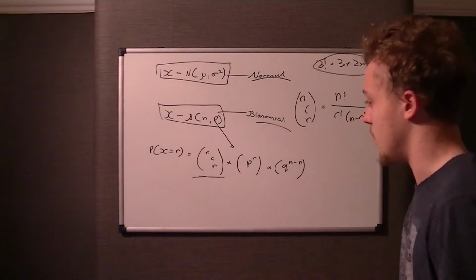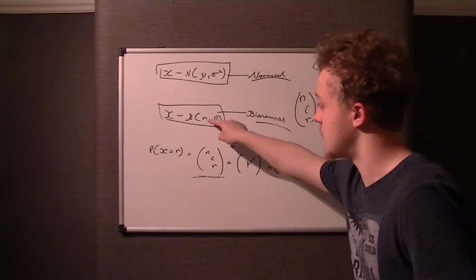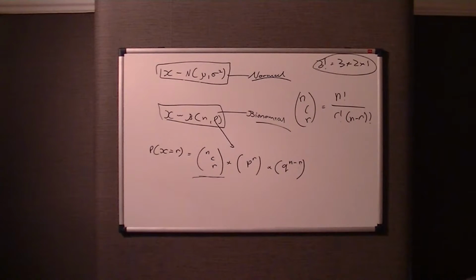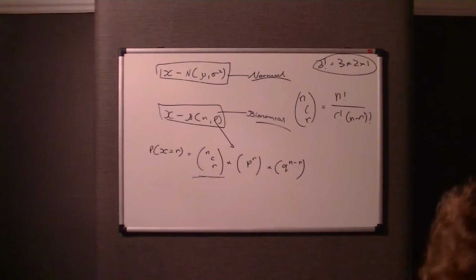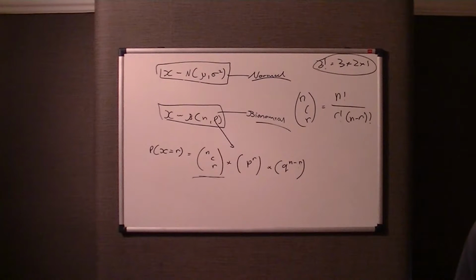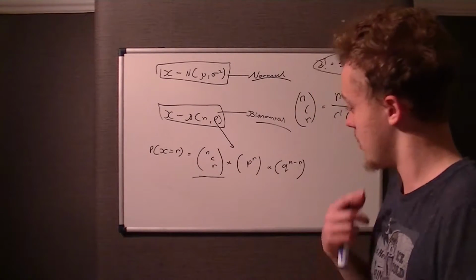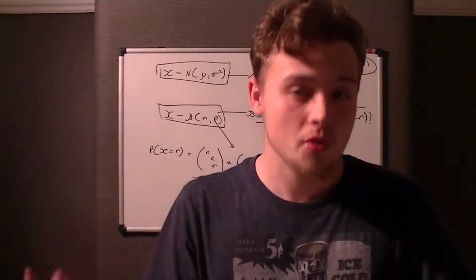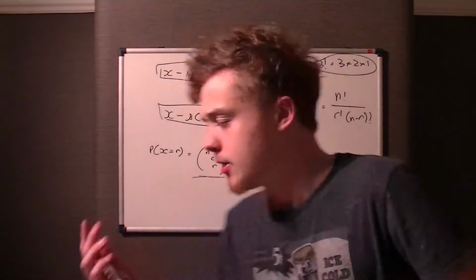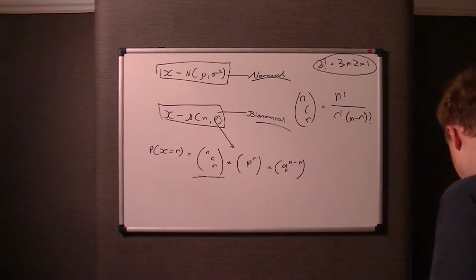But what does this n mean? Well, this little n here is the same as this little n over there. It simply means the number of trials. And this r here is simply the r in the probability that x equals r. So r is just an outcome, an achievement.